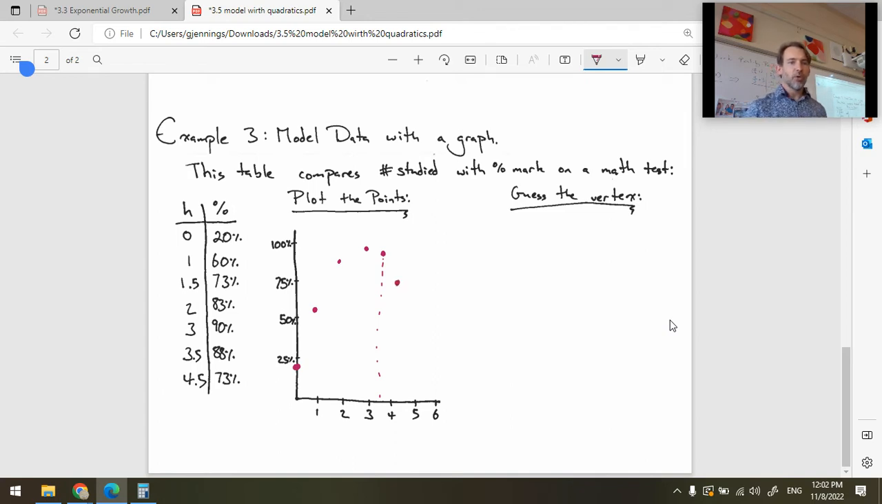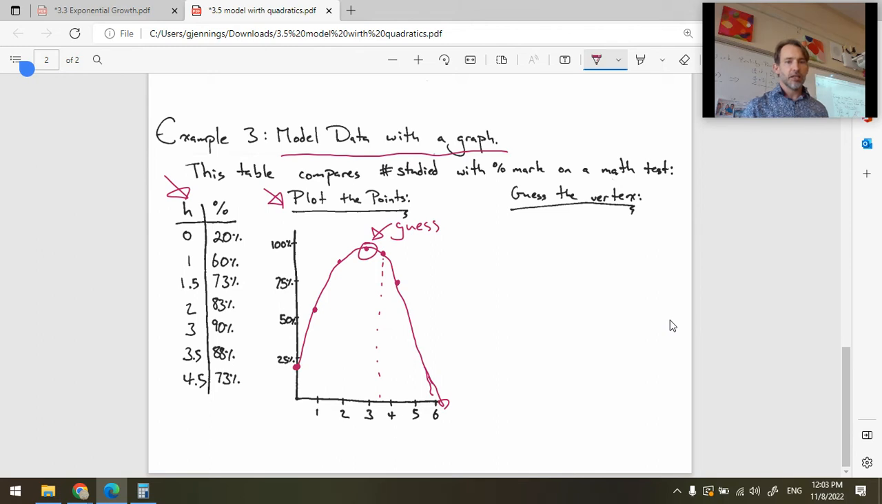So if you want to model a data set like this with a graph, the way you do it is you take your table, plot the points, and then sketch the quadratic that goes through those points. And it might look something like that. Maybe something like this. This is fairly rough. Using a piece of graph paper will give you better results, but if you want the back of a cocktail napkin, this is fine. And then, once you're done plotting, you guess what the vertex is. Just guess.